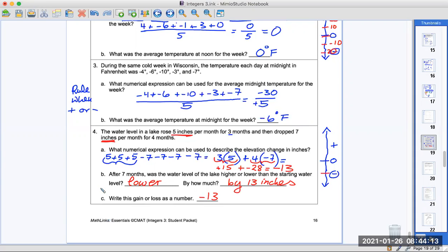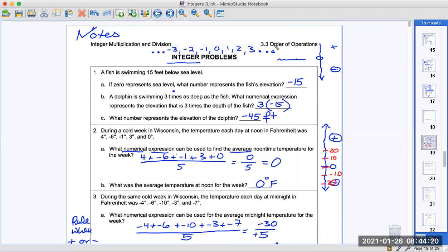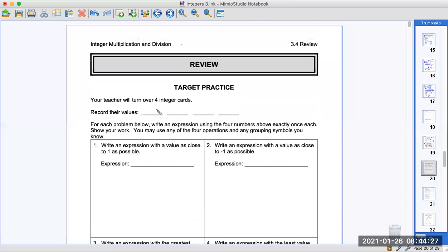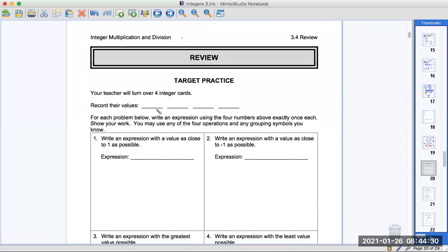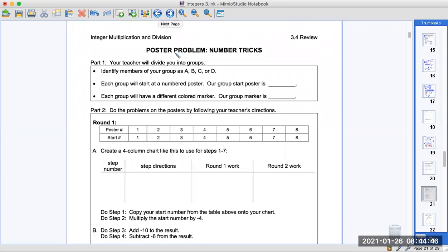Okay. I think that's it for this lesson. I am sure this is all we have. So let's double check. 3.3 was notes. The review. Target practice. Nope, we can't do that because we have to be in class. So we're going to skip this. Make sure you write it above it. Then you can cross it out. And then we are skipping the poster problem.